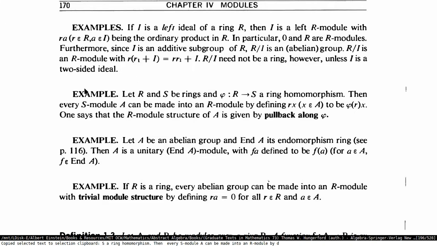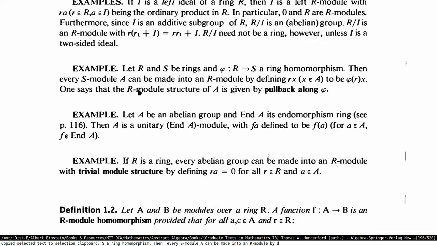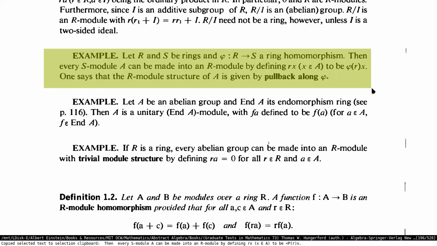This is confusing because an S module is like a module generated from S, and an R module is something generated from R, right? So this is from R. One says that the R module structure is given by pullback along phi. I'm not sure if you know how the pullback works in categories, but here you're essentially pulling back these elements phi(r) into R and then defining the module there. Okay, so that's how homomorphisms work.